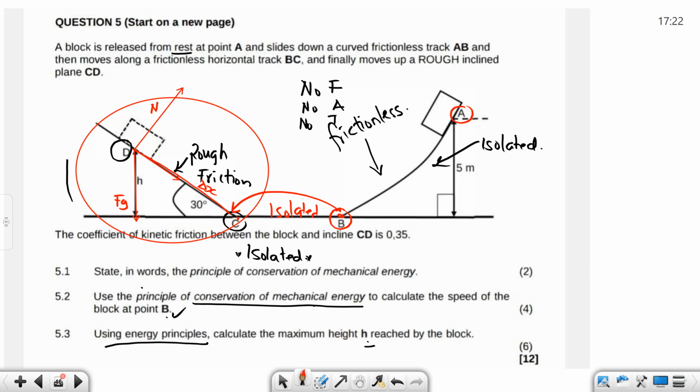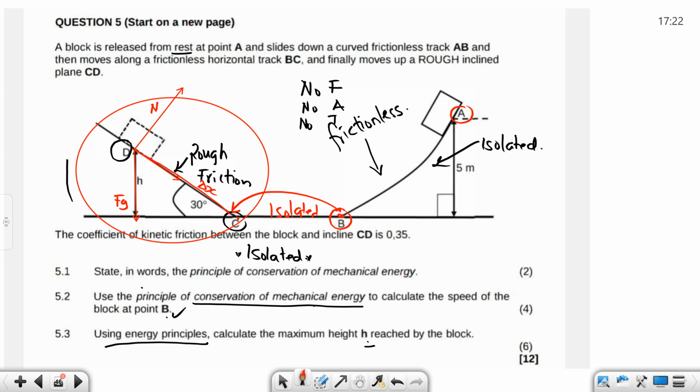No, they'll tell you. Well, they did. Check. It's because you didn't read through. Let's go back. A block is released from rest at point A and slides down a curved frictionless track AB and then moves along a frictionless horizontal track BC.